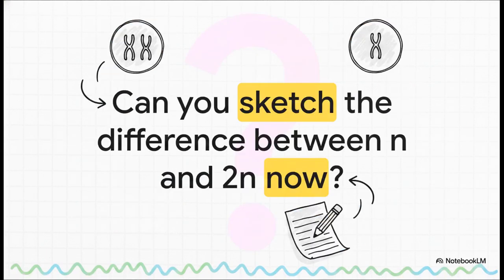Which brings us to our final thought. The absolute best way to prepare for your exams is to translate all this information into your own visuals. So here is my challenge to you. Can you grab a piece of paper and sketch the exact structural difference between an n cell and a 2n cell right now? Practicing with your own diagrams is literally the key to locking in this knowledge.